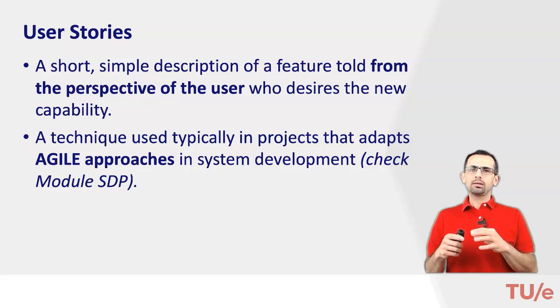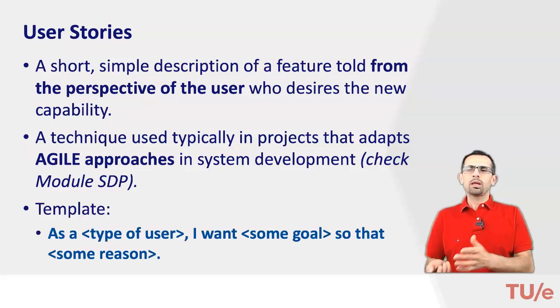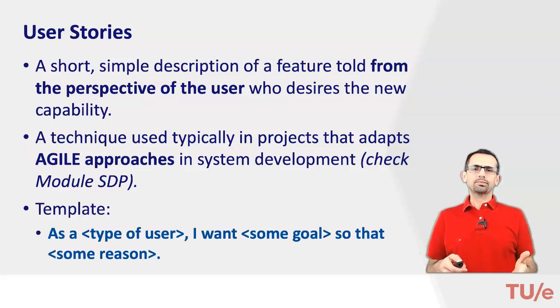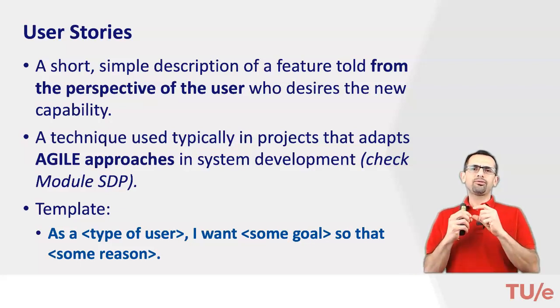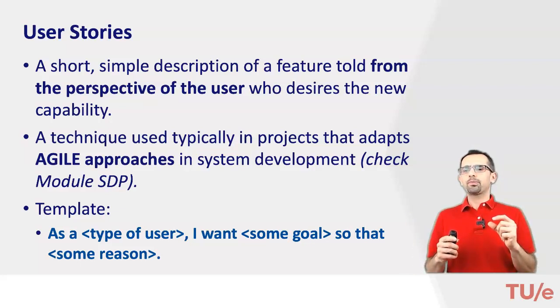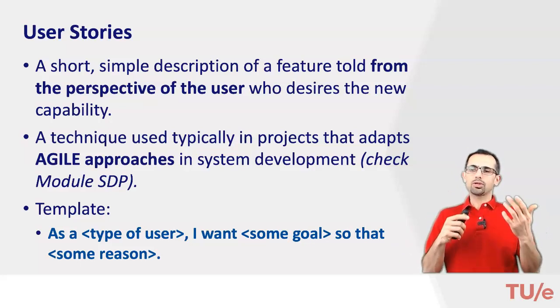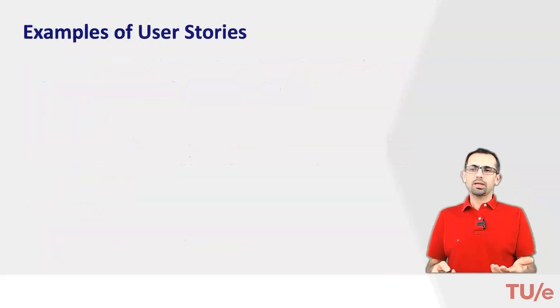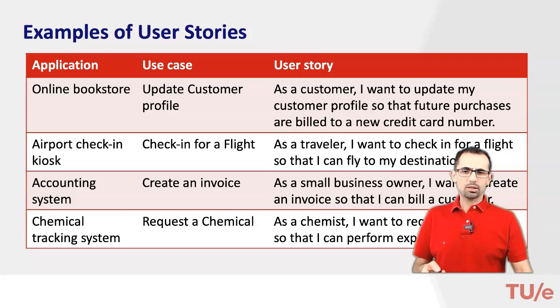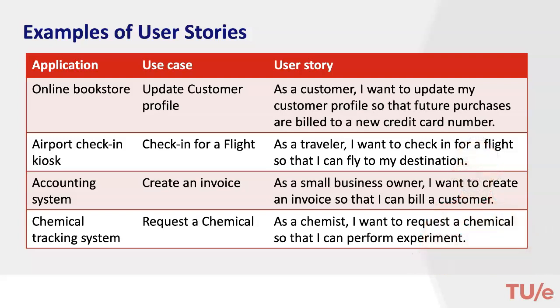But agile techniques like Scrum or XP heavily use user stories, and you follow a template there. What you do is basically define for each user story, this is the template here: as a type of user I want some goal so that some reason. Let me show examples, because otherwise it doesn't make much sense. Let me close myself here. So if you're talking about an online bookstore, for instance, a use case would be update customer profile, and then you go and define the details of that thing.